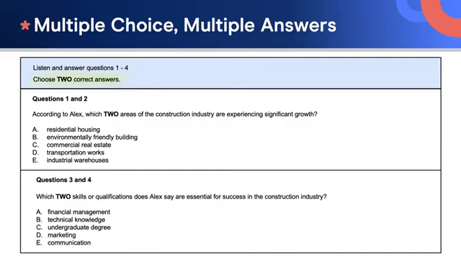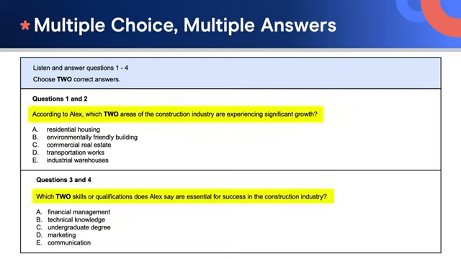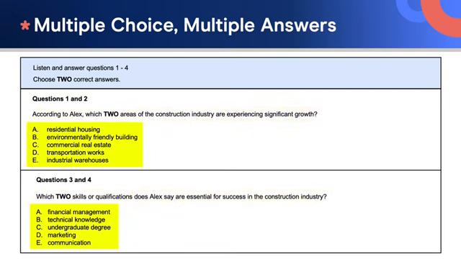Before each part of the listening test starts, you'll be given some time to look at the questions. In this case, you're given about 30 seconds to look at questions 1 to 4 before the recording for those questions plays. Use this time wisely by understanding what the questions are asking and noticing keywords to listen out for or to listen for synonyms in the recording. Notice the instructions for each say, choose 2 correct answers. So these are multiple choice, multiple answer questions. You can see each has a question, followed by 5 answer choices, and you must pick 2 answers for each.